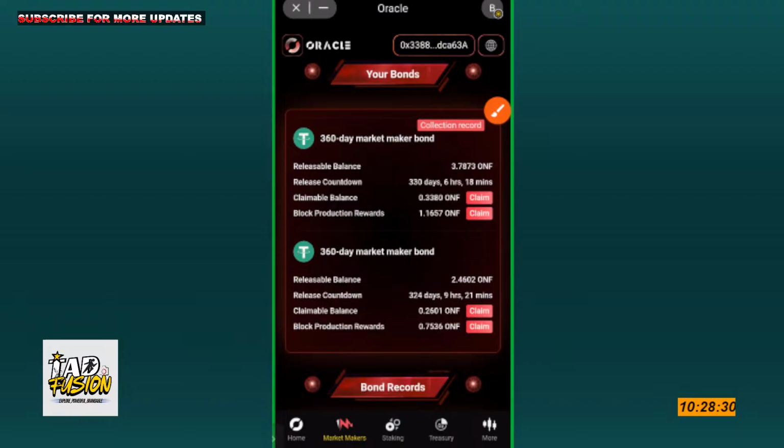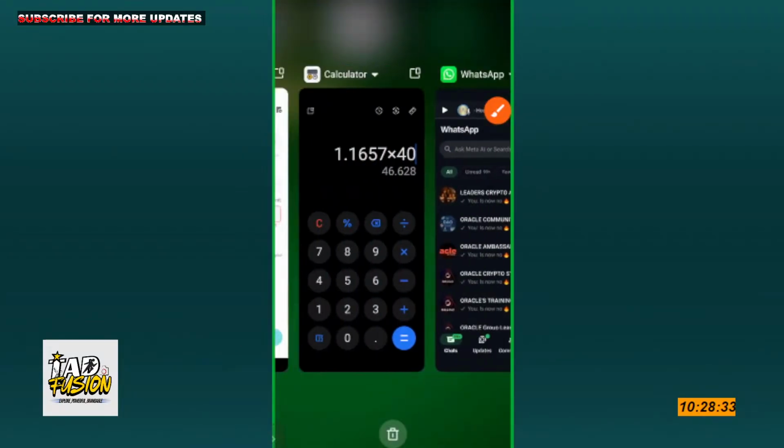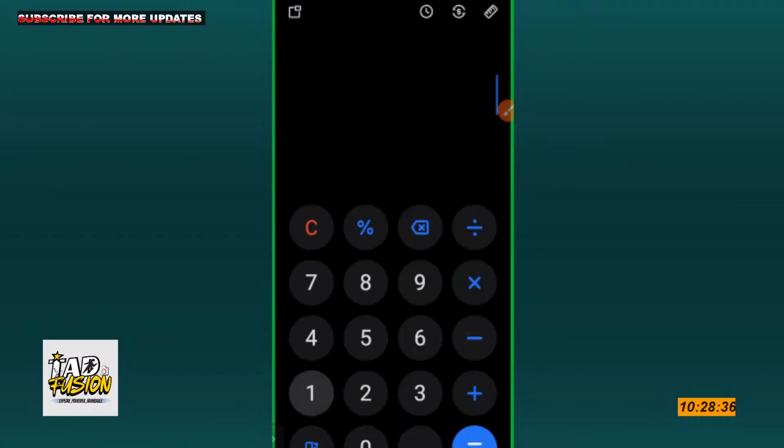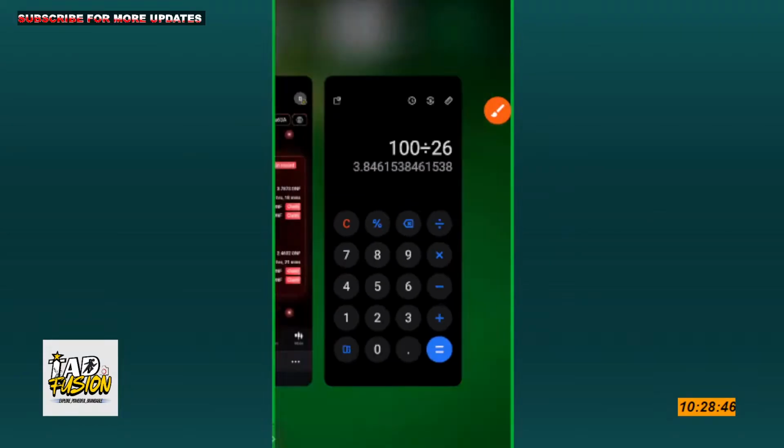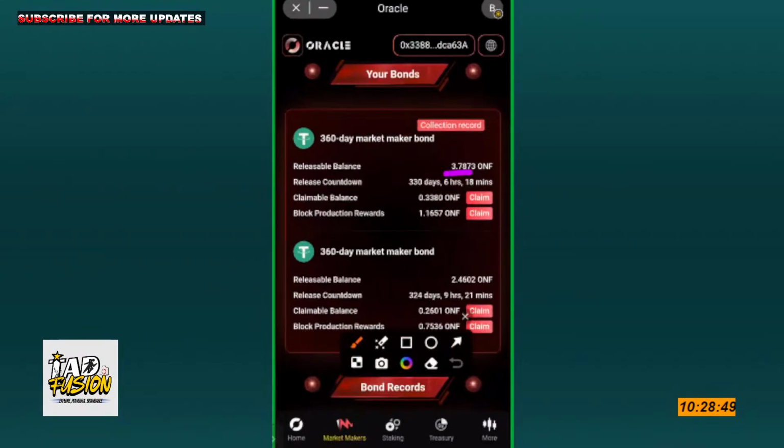Meaning that if I started with, let me get my calculator, if I start with $100, divide by 26, they will give me 3.8 coins. So 3.8 coins will come there under releasable balance. But these tokens will keep on reducing, coming here under claimable balance, because these tokens are worth my capital.